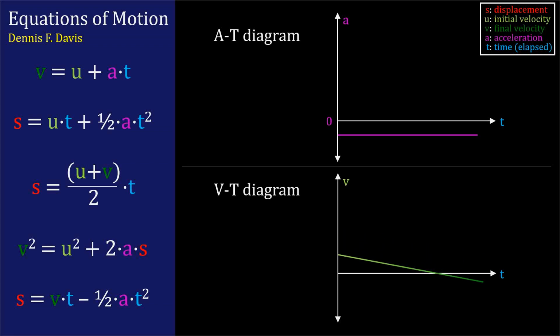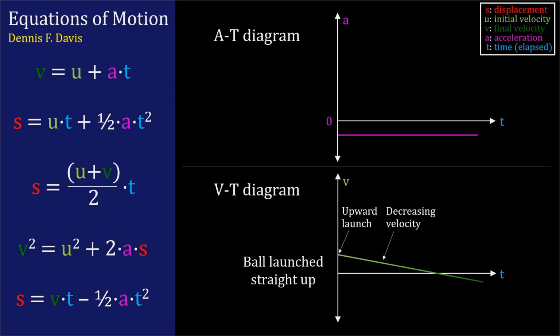Here's an interesting case when the velocity line crosses the horizontal axis. This could describe the situation where we launch a ball straight up with some initial positive velocity. We'll assume up is the positive direction and down is negative, so acceleration due to gravity is negative. As soon as the ball is launched, its positive upward velocity begins to decrease steadily under the influence of Earth's gravity. The ball is moving upwards, but accelerating downwards because its upward velocity is decreasing.